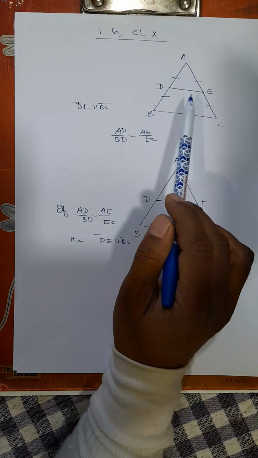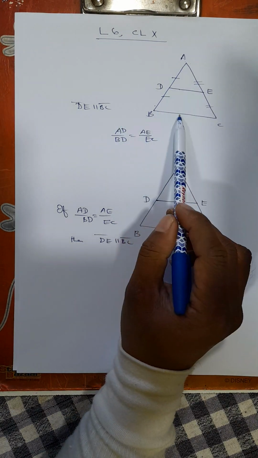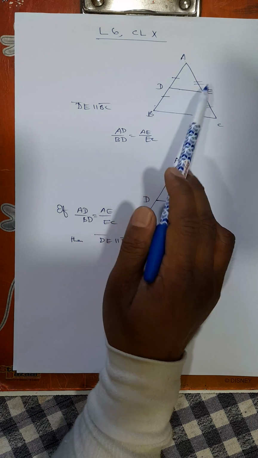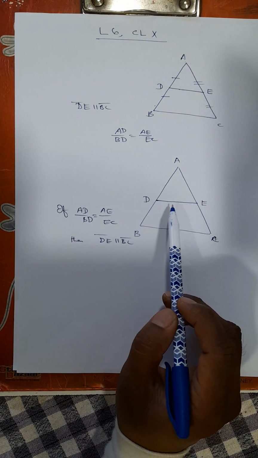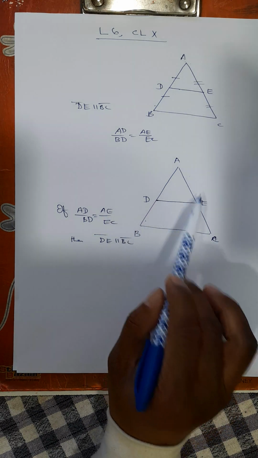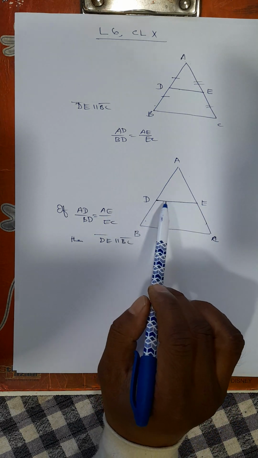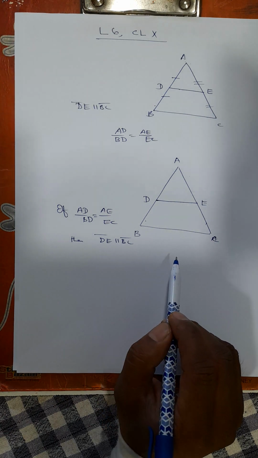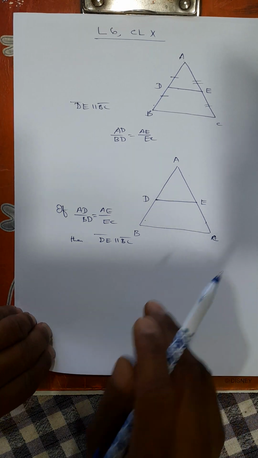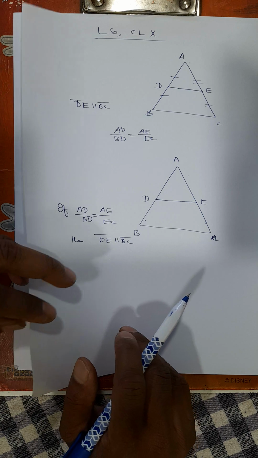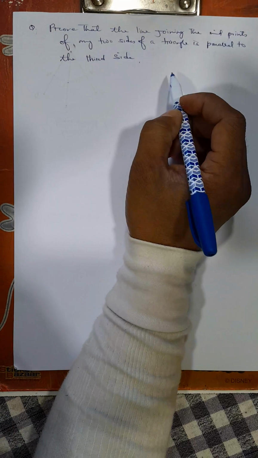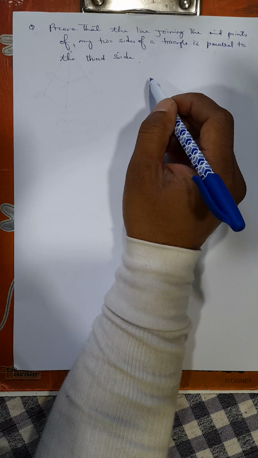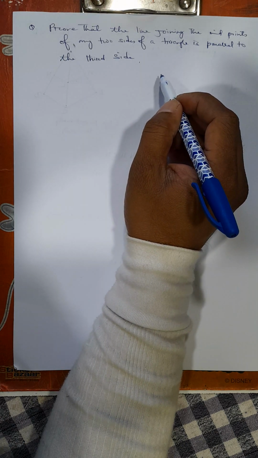Here you take DE parallel to BC, then you find AD by BD equals AE by EC. Then the converse of this theorem is: if AD by BD equals AE by EC, then this line DE is parallel to BC. Now we will use these theorems in solving a few sums. Prove that the line joining the midpoints of any two sides of a triangle is parallel to the third side.